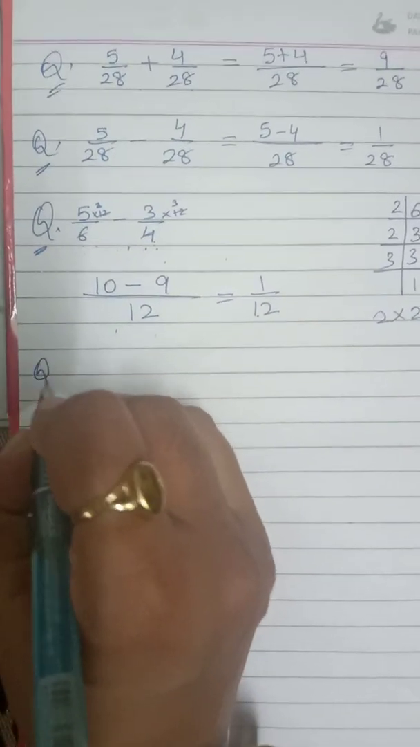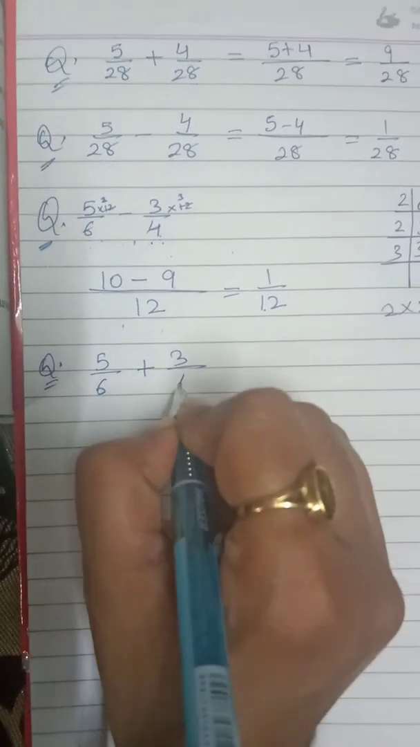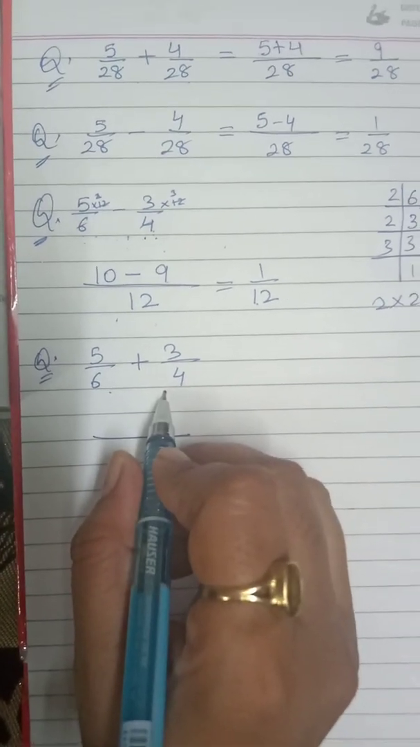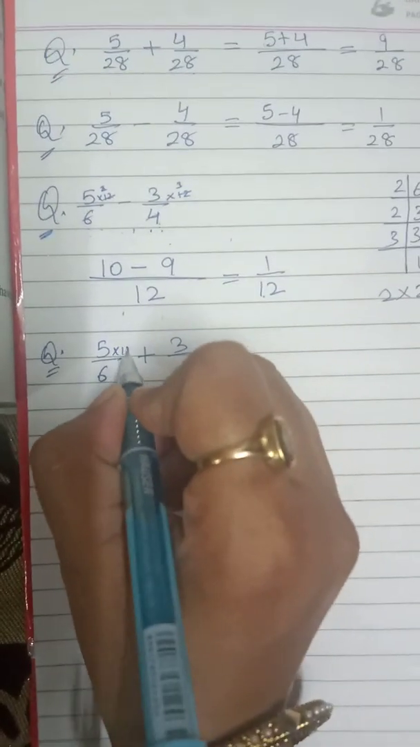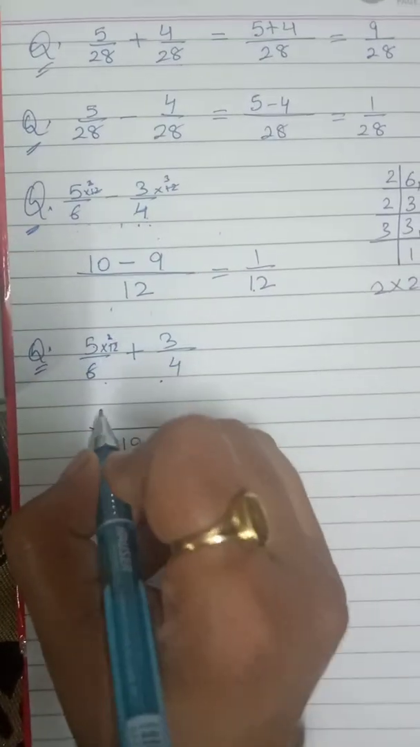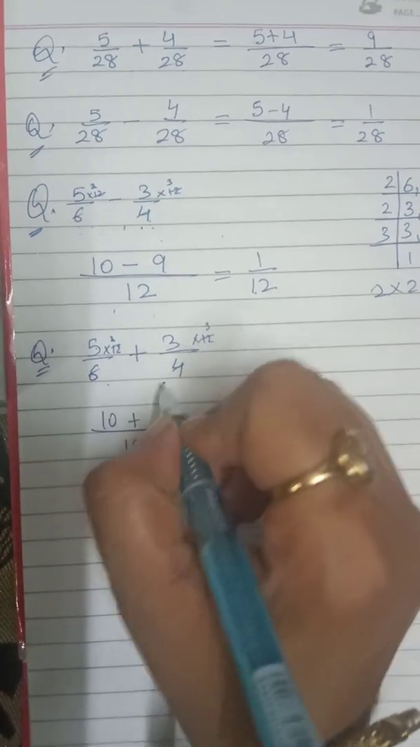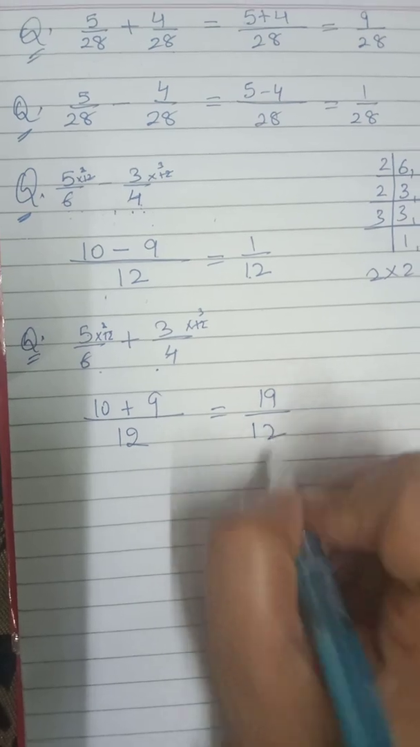We just take this same example for the addition also. In this also, first step is to take the LCM of 6 and 4 and it is 12. So again 12, 6 2s are 12, 2 5s are 10, plus 4 3s are 12, 3 3s are 9. So the answer is 19 by 12.